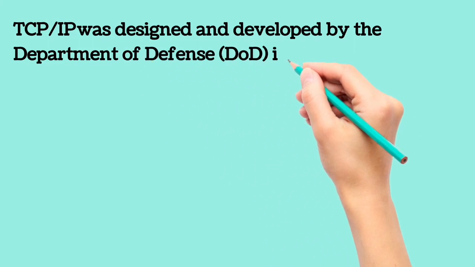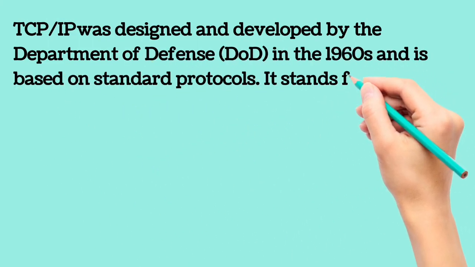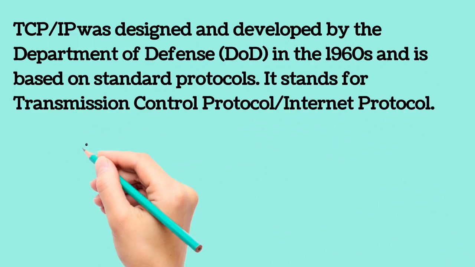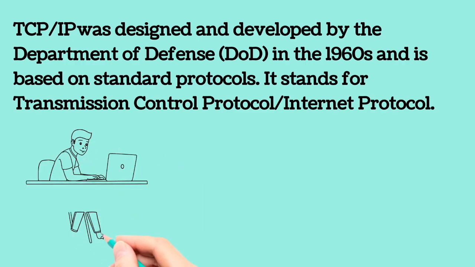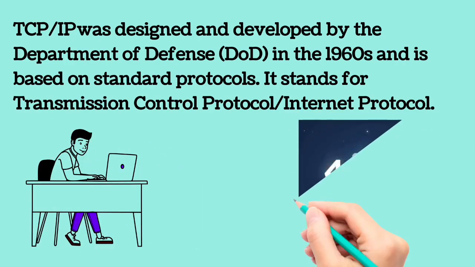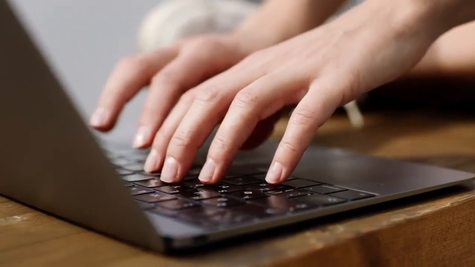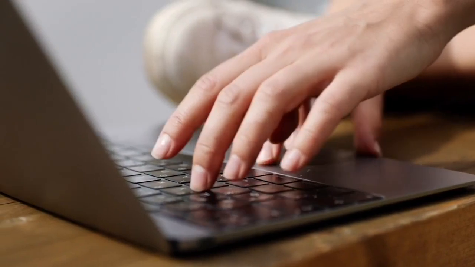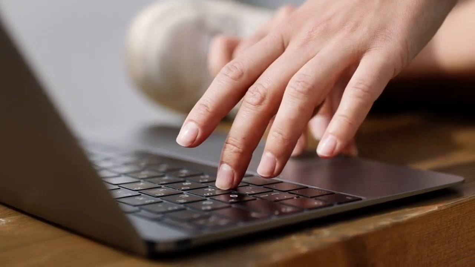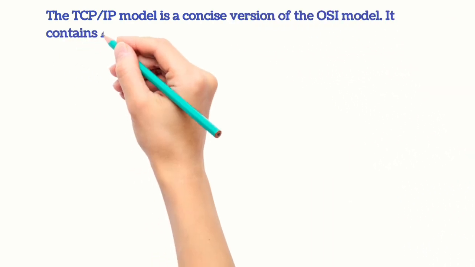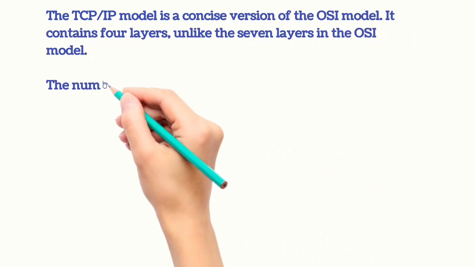TCP IP was designed and developed by the Department of Defense (DoD) in the 1960s, and it is based on standard protocols. It stands for Transmission Control Protocol, Internet Protocol. The TCP IP model is a concise version of the OSI model. It contains 4 layers, unlike the 7 layers in the OSI model.